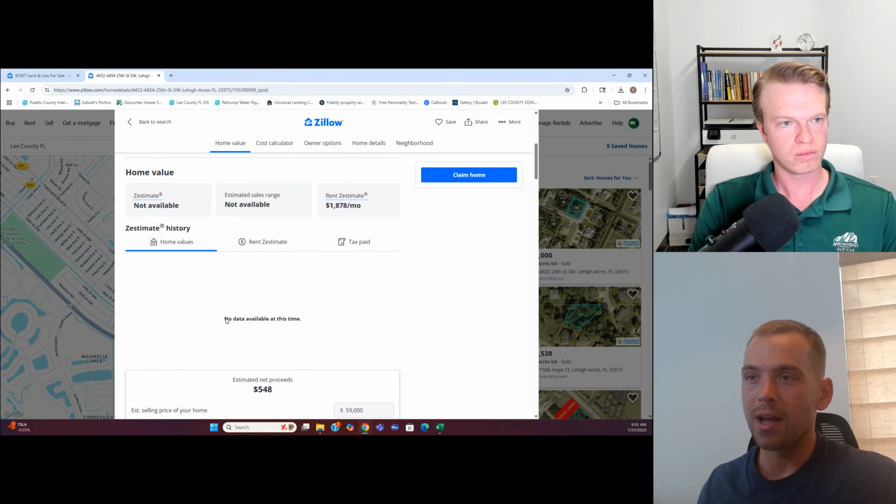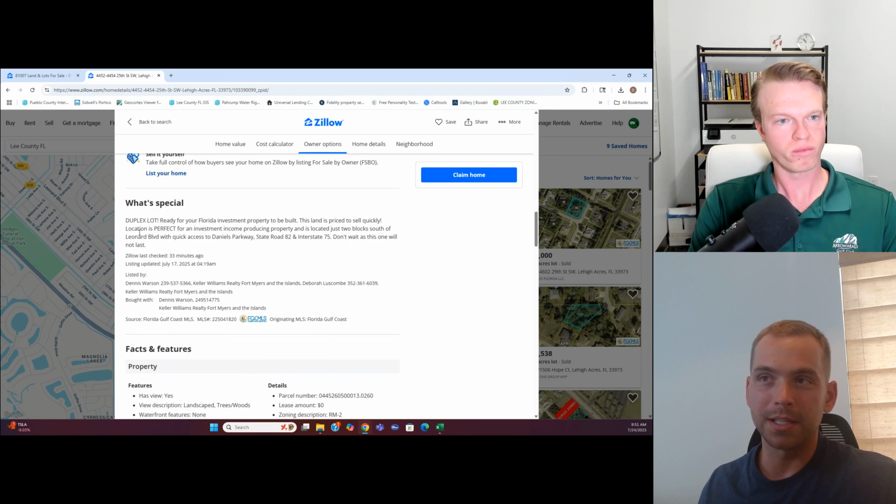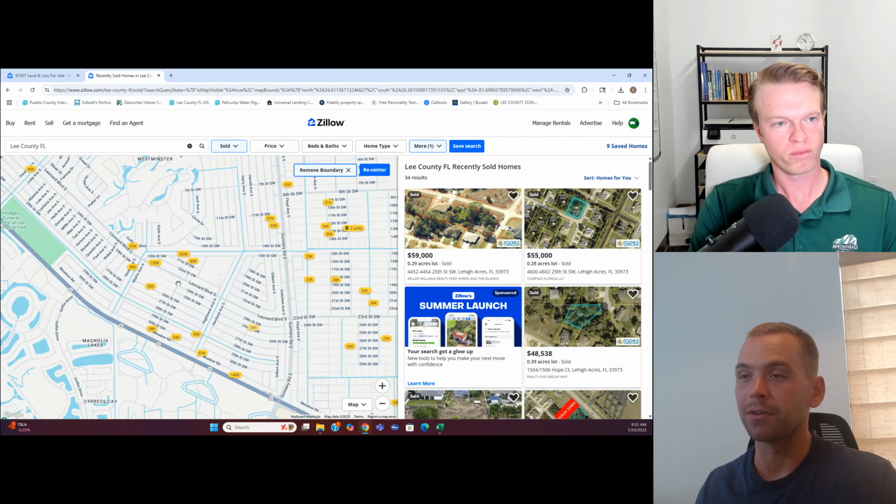So right away, come down here and read this. Duplex lot, ready for your Florida investment property. All right, apparently this is significant, right? I would know that. And then listed for sale, took about 2 months, sold a little below ask, not that bad, but it was like a few days for a long time.